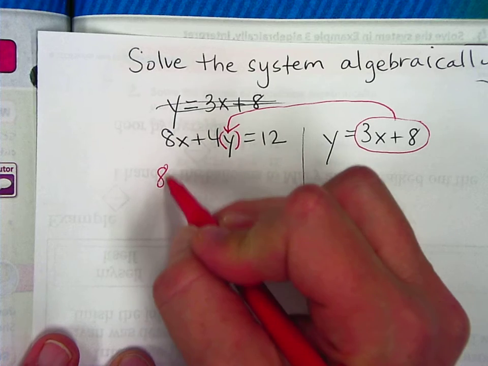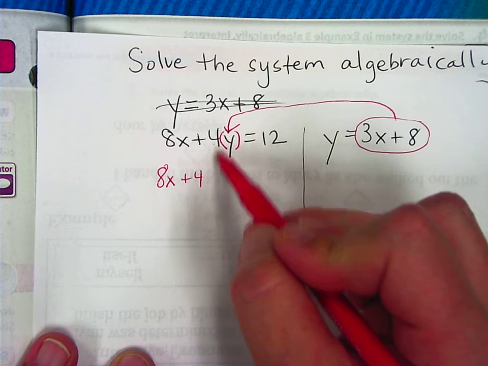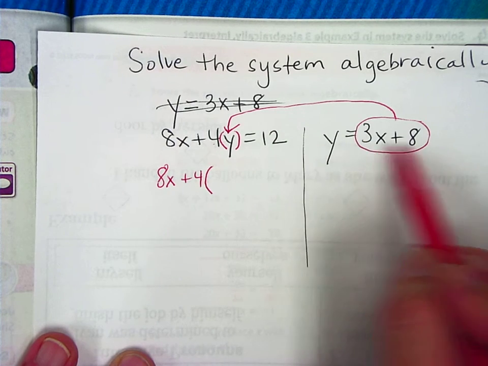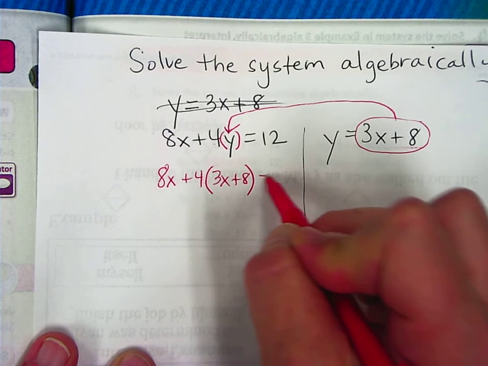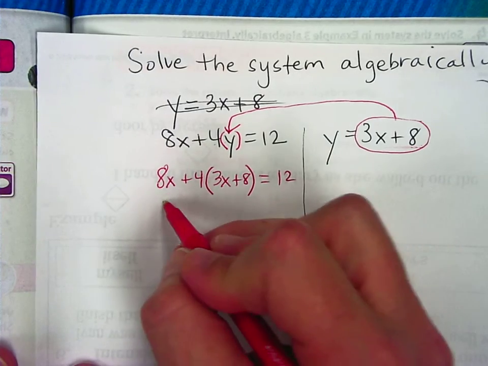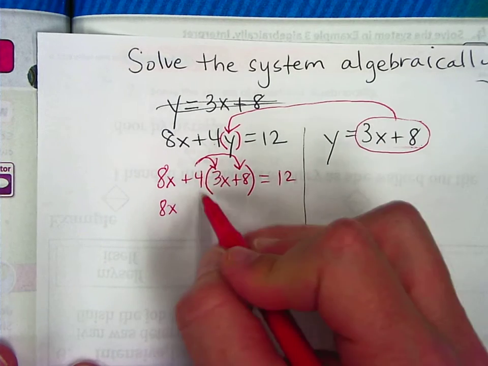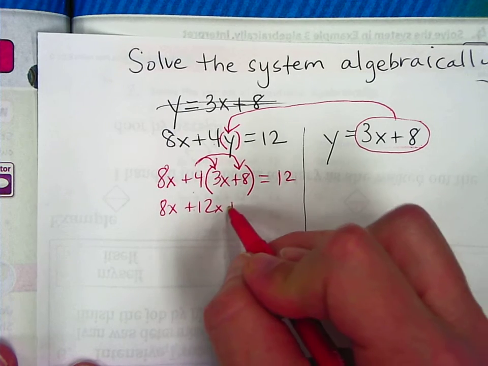We're going to write 8x plus 4. Everything stays the same, except instead of writing 4y, I'm going to put 4 times y's answer: 3x plus 8 equals 12. So now I'm going to solve this equation. I'm going to bring the 8x down, and then I'm going to use distributive property. So 4 times 3x is 12x. 4 times 8 is 32.